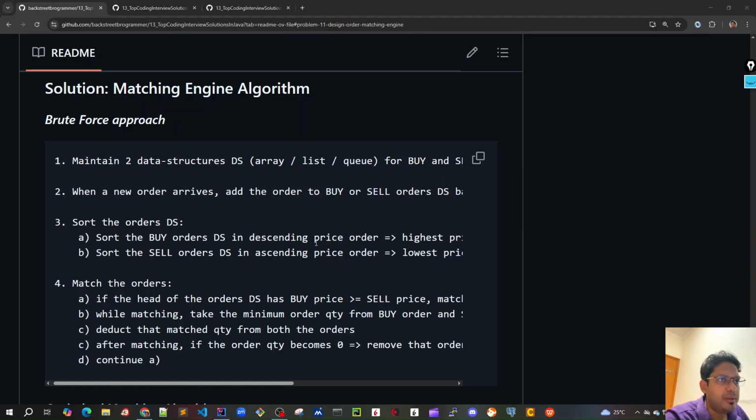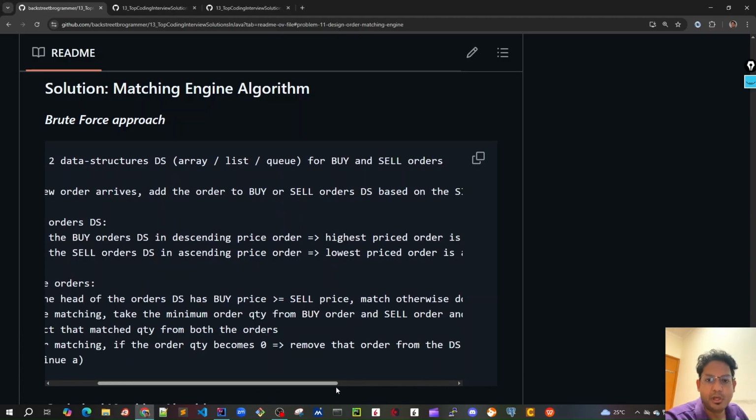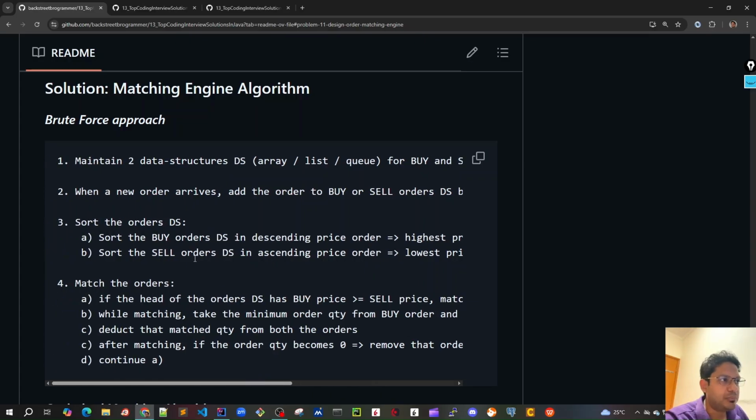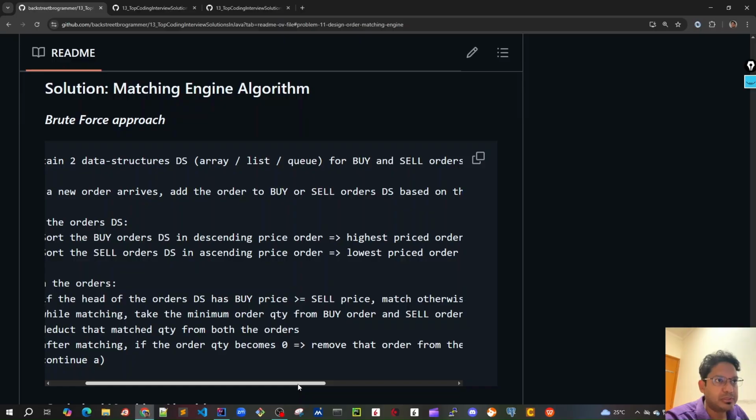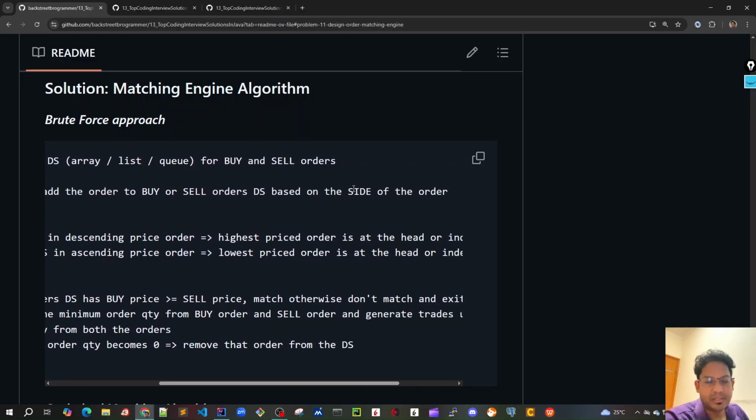As we know, for buy and sell orders matching, we have to maintain a sort of priority. For buy orders, we need the highest priced buy order to have the highest priority. Similarly, for the sell orders, we need a data structure with the lowest price as the highest priority. So whenever a new order arrives, we add the order to the buy or sell orders based on the side of the order. Side is whether it's a buy or a sell.